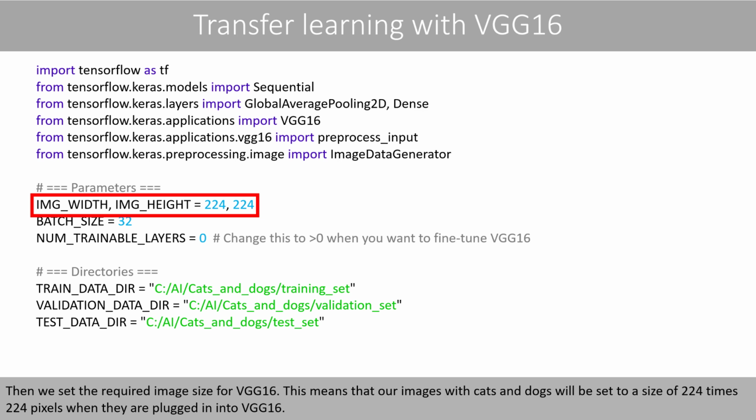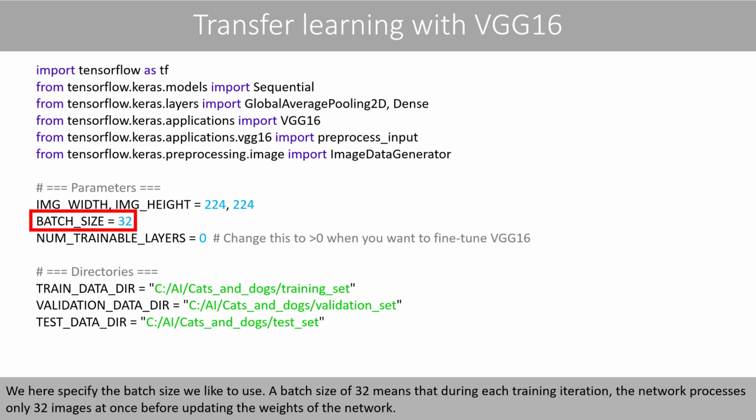This means that our images with cats and dogs will be set to a size of 224 × 224 pixels when they are plugged into VGG16. We here specify the batch size that we like to use. A batch size of 32 means that during each training iteration, the network processes only 32 images at once before updating the weights of the network.